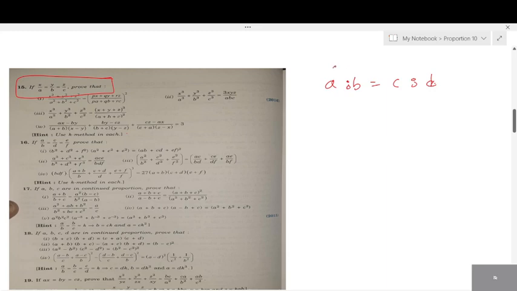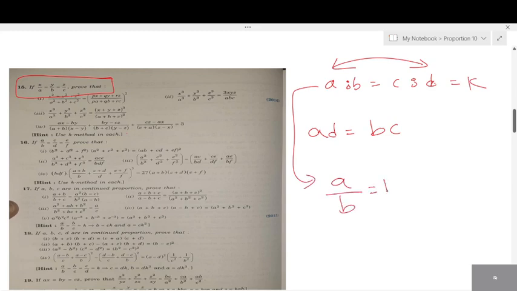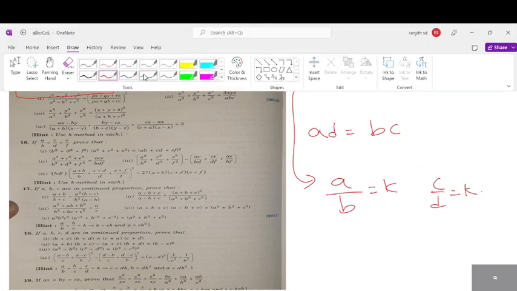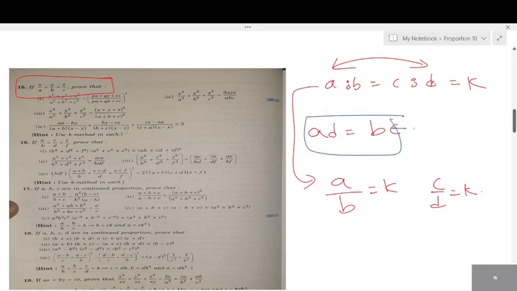If you don't take K, we usually use product of means is equal to product of extremes: a into d is equal to b into c. When you take it as K, we have to divide. You have to take it in terms of ratio. a by b is equal to K, c by d is equal to K. This is how you split. Don't use product of mean, product of extreme, and don't take this as K, students. This is wrong. You won't be able to solve.